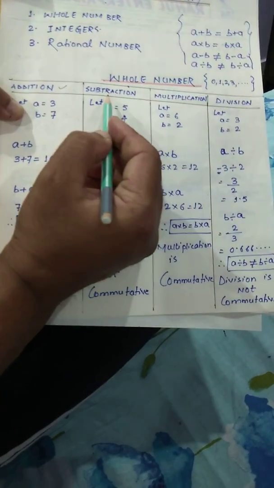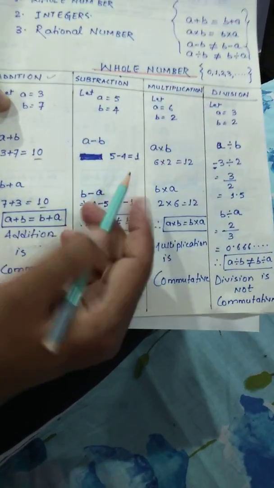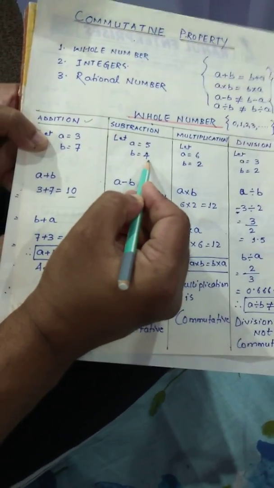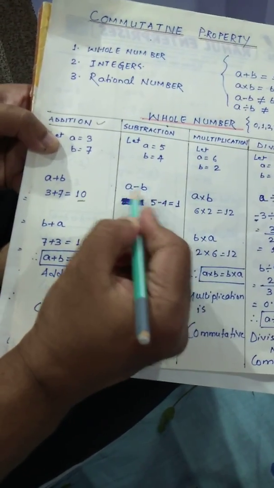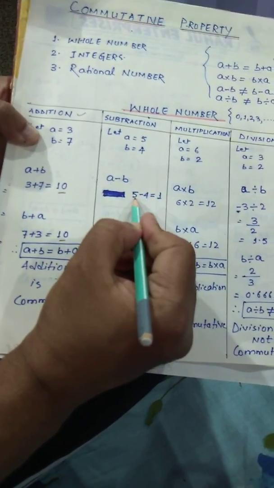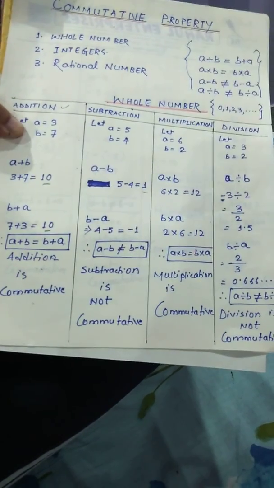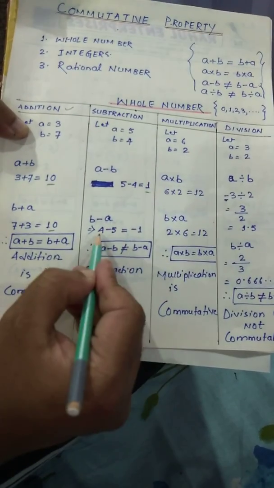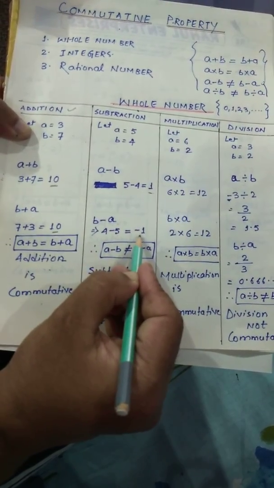Now let's see what happens in subtraction. Now let a equal 5 and b equal 4. First of all we'll do a minus b. So a minus b means 5 minus 4. The answer is what? 1. Now when we change the order, that is b minus a, what will we do? 4 minus 5. This time you are getting minus 1.